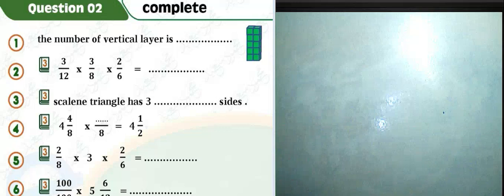Okay, question number 1. The number of vertical layers is 2. We have 2 vertical layers here. Write 2 in the space.